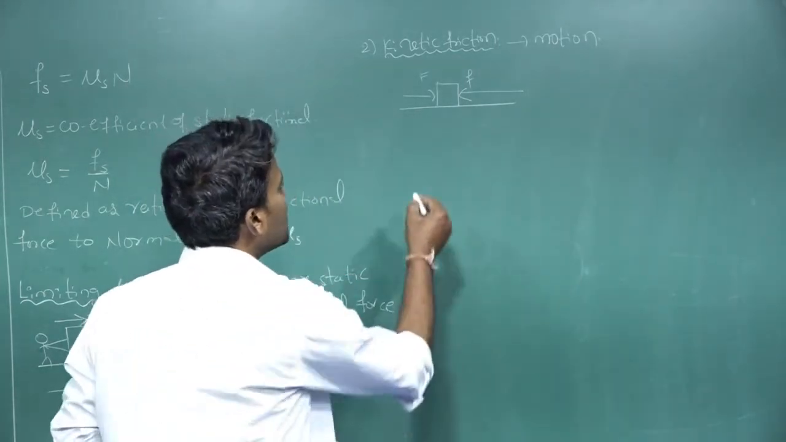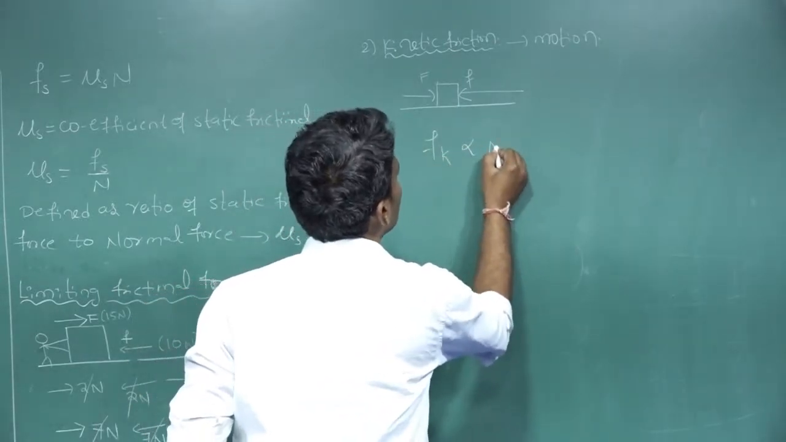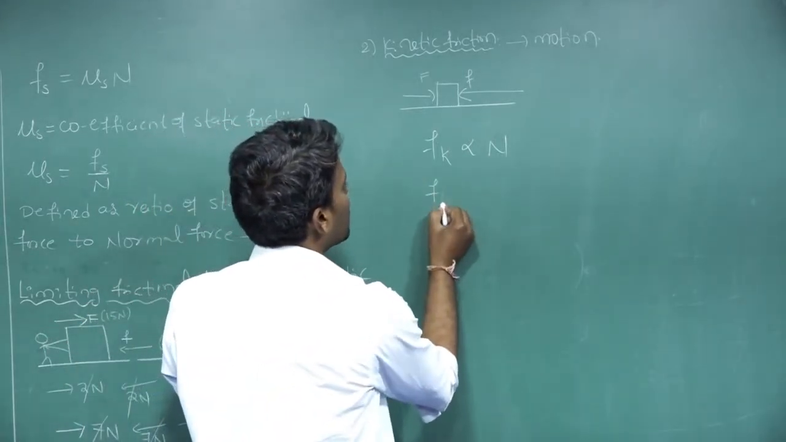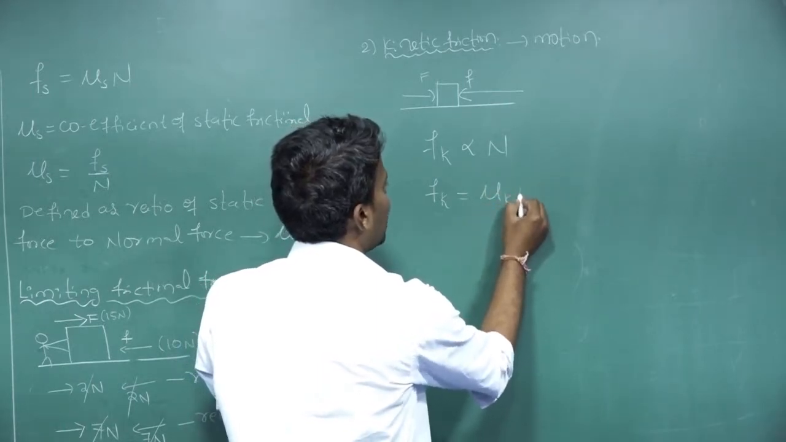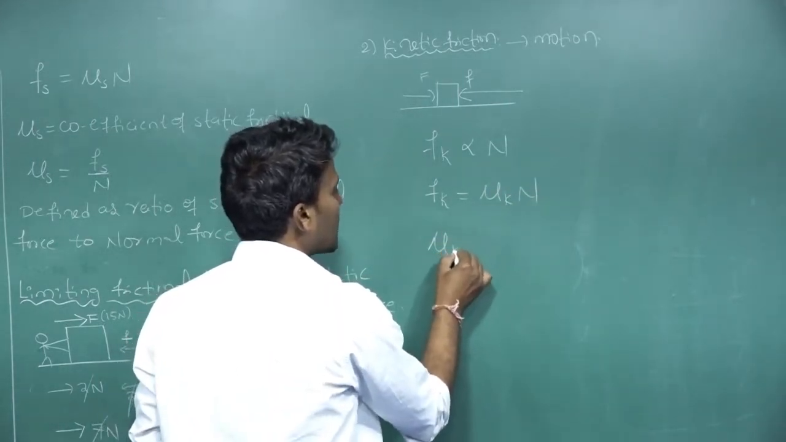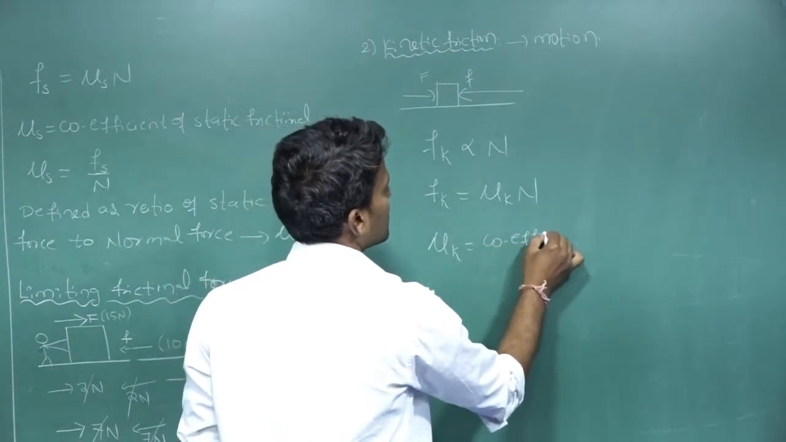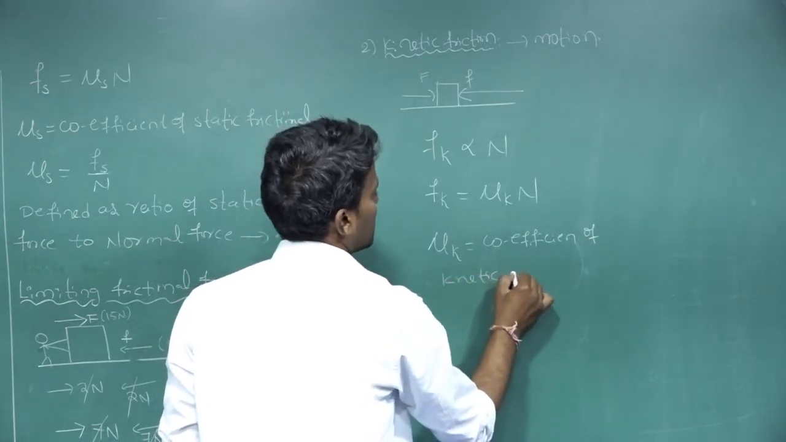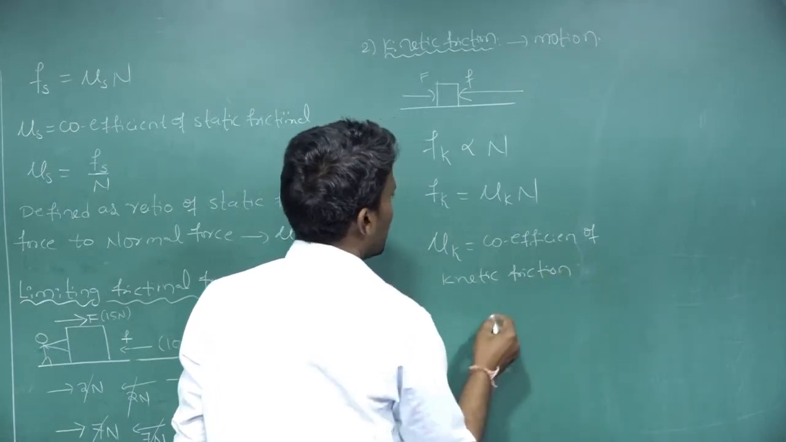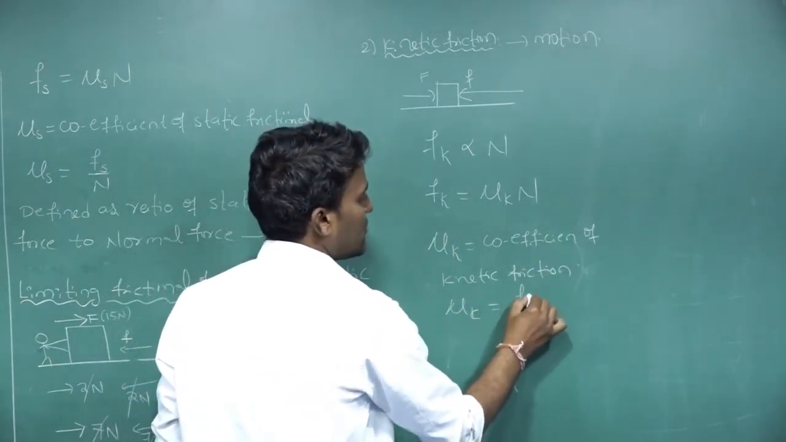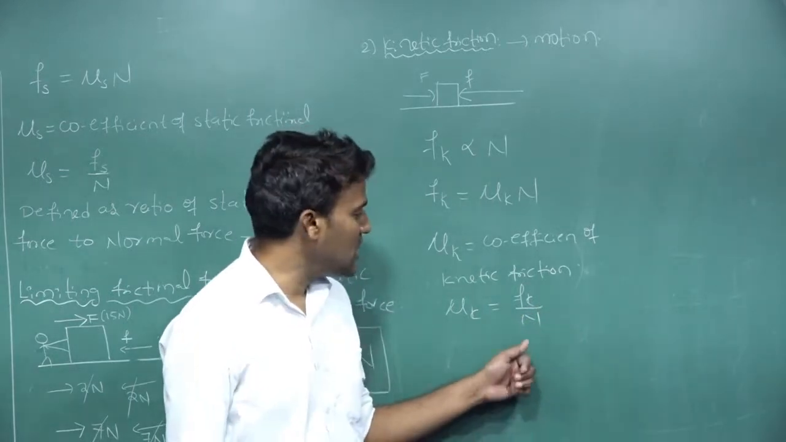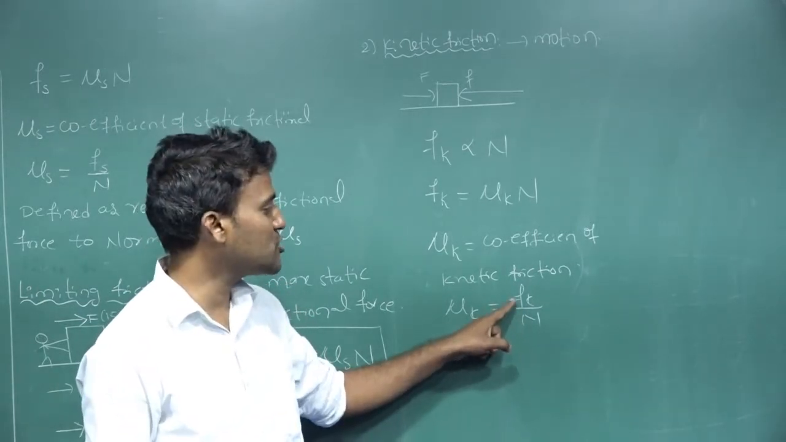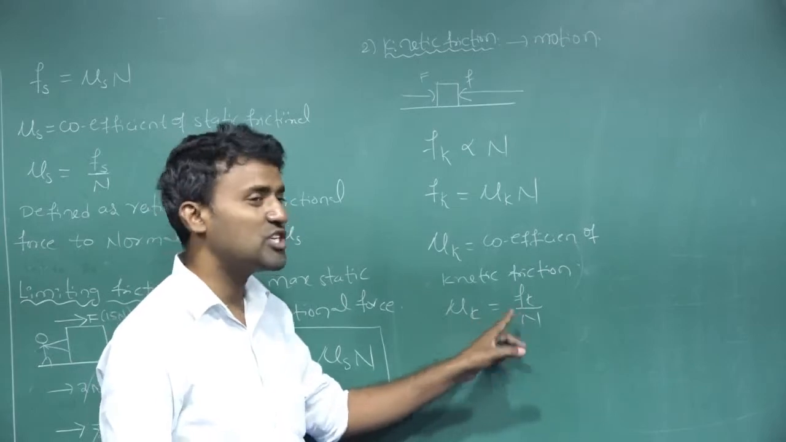Okay. Kinetic frictional force is directly proportional to N. When we remove the proportionality, we can write Fk = mu k into N. Here what is mu k? Mu k we call the coefficient of kinetic friction. Now mu k is equal to Fk divided by N. How can we define this? It is defined as the ratio of kinetic frictional force to normal force.